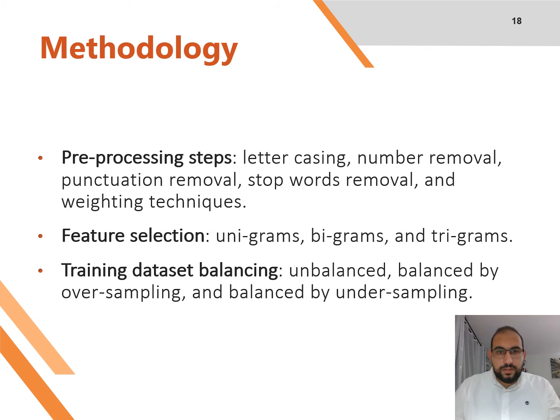In our experiment, we will be using multiple pre-processing step combinations, such as letter casing, number, punctuation, and stopwords removal, and different weighting techniques, as well as different feature selection methods: unigrams, bigrams, and trigrams, which are sequences of multiple words. We will also use dataset balancing techniques: unbalanced, balanced by oversampling, and balanced by undersampling. We're going to evaluate the effect of each of these methods on the overall performance of the model.